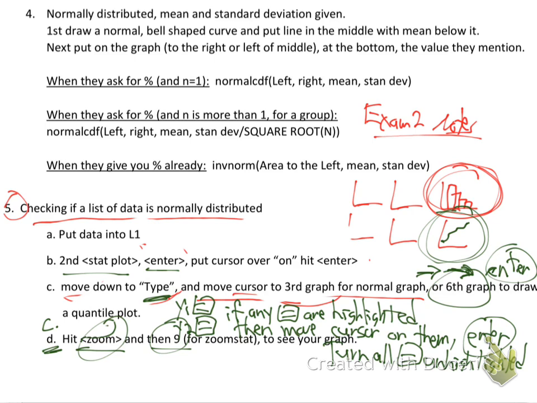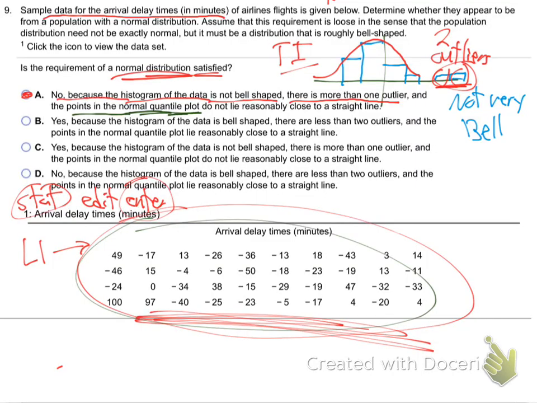And what you want to get, what I got when I did that, is a graph. Let me try to show you my graph. I got a graph that sort of looked kind of like this, and then up here there were dots up there. So the question is, is it in a straight line? No, not really. It's kind of curved a little bit. Plus, you've also got these outliers, these 2 data points. So the points in the normal quantile plot do not lie reasonably close to a straight line.